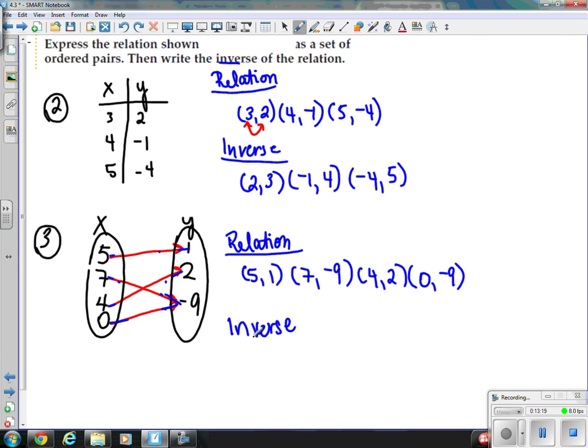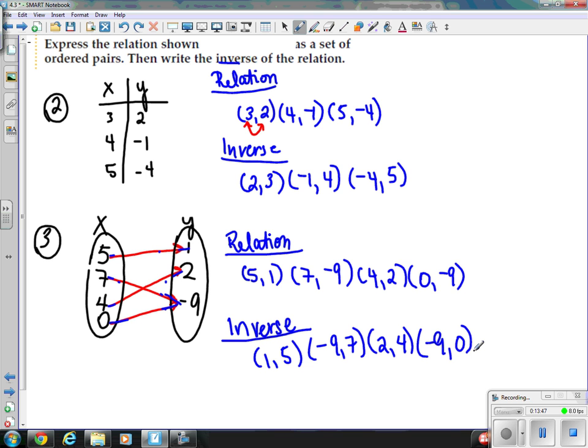Now that we have our relation, we're going to write our inverse. And all we're going to do is go through our ordered pairs and switch our x's and our y's. So my first ordered pair is 5, 1. So the inverse is 1, 5. My next ordered pair is 7, -9. So my inverse is -9, 7. My next ordered pair is 4, 2. So my inverse is 2, 4. And lastly, it's 0, -9. So the inverse is -9, 0.